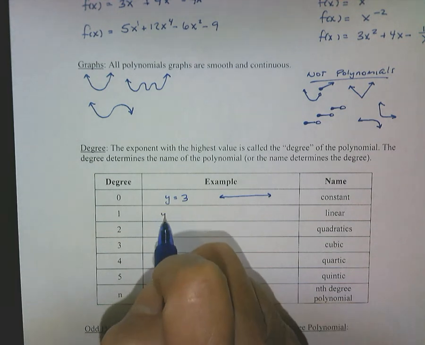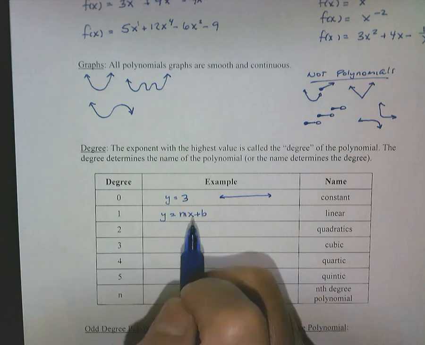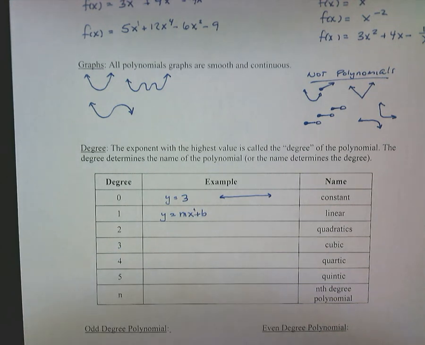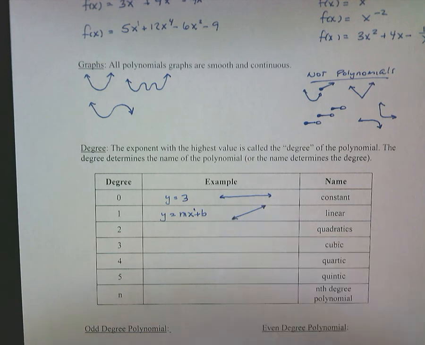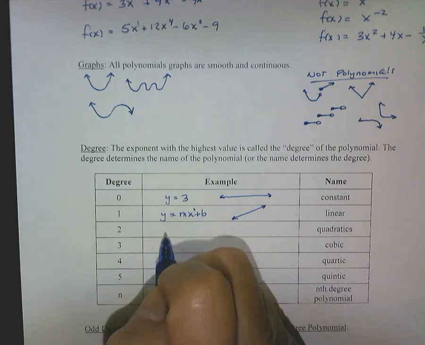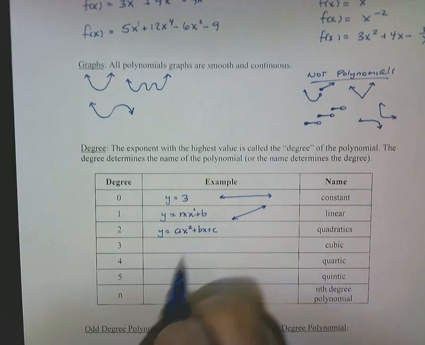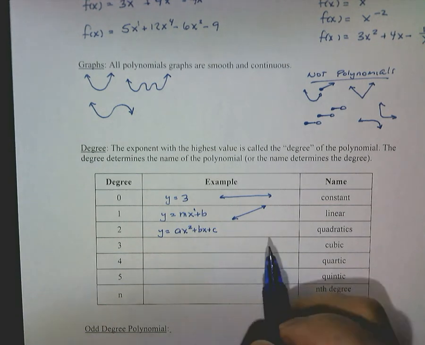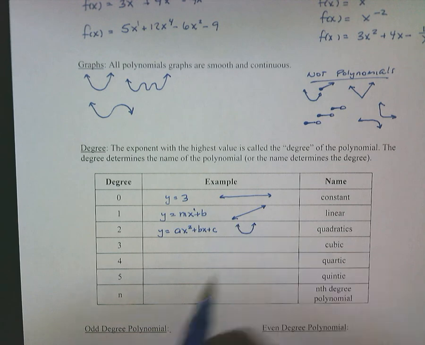If we had y equals mx plus b, this degree of 1, that means the largest exponent we're using is this 1. And a line looks like that. So it's a linear polynomial. If I had y equals ax squared plus bx plus c, that's a quadratic. You can have a quadratic that opens up like this, or it could open down.